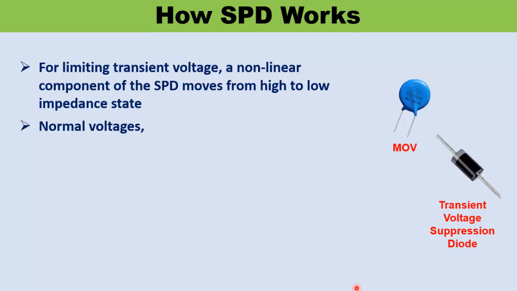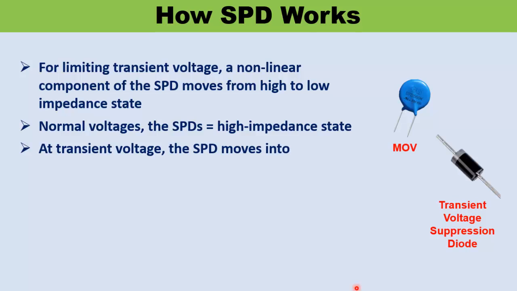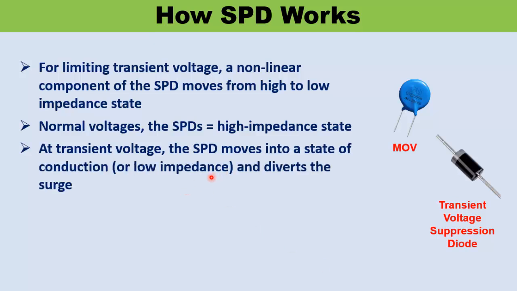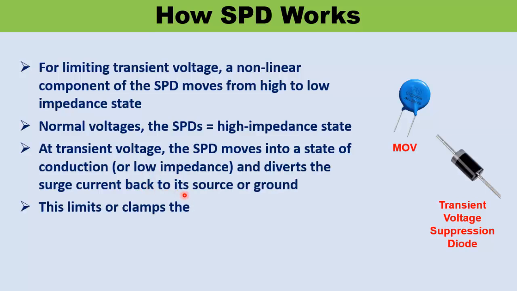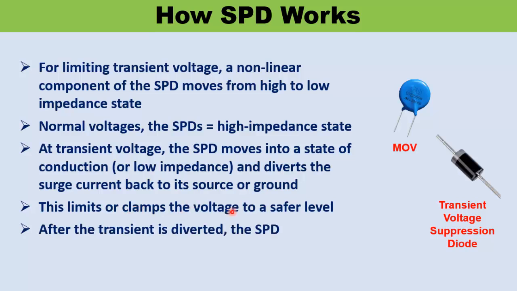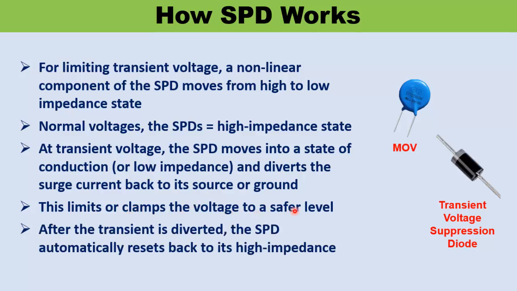At normal voltages, the SPD remains in high impedance state. At transient voltage, the SPD moves into a state of conduction, or low impedance, and diverts the surge current back to its source or ground. This limits or clamps the voltage to a safer level for the equipment installed at downstream. After the transient is diverted, the SPD automatically resets back to its high impedance state.